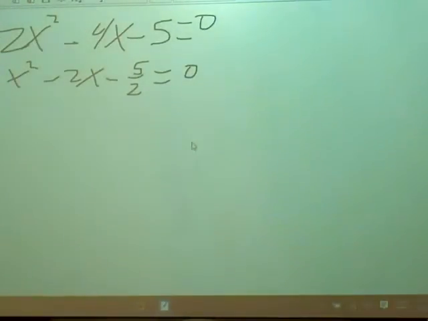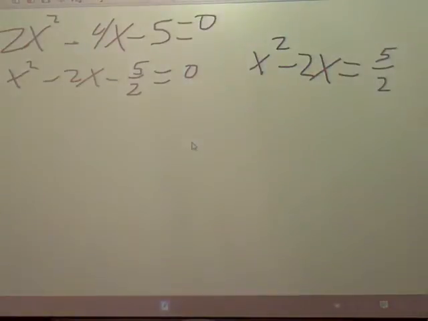What about my C? We need to move it out. So we're going to add 5/2 to both sides. So we got x squared minus 2x is equal to 5/2. Now to get our C, take your B, half it. Negative 2 divided by 2 is negative 1. Square it, that's 1, so we're adding 1 to both sides.